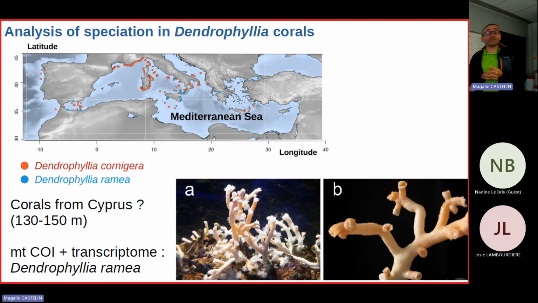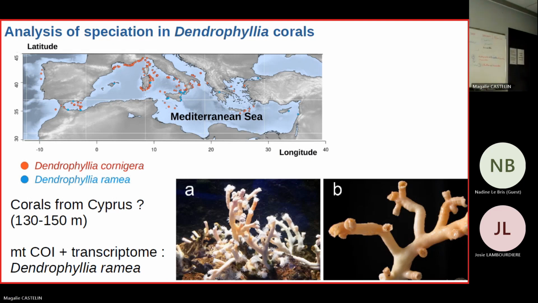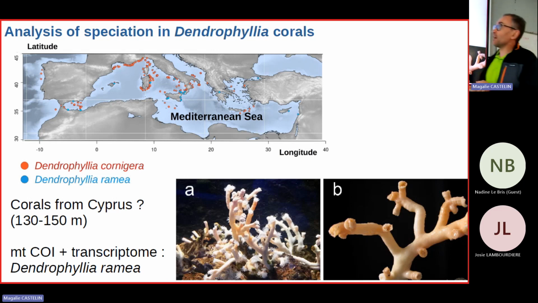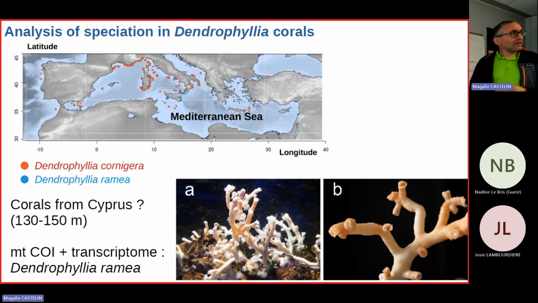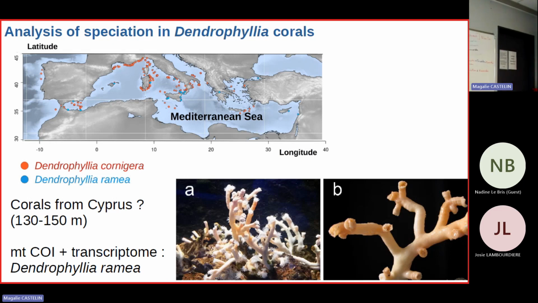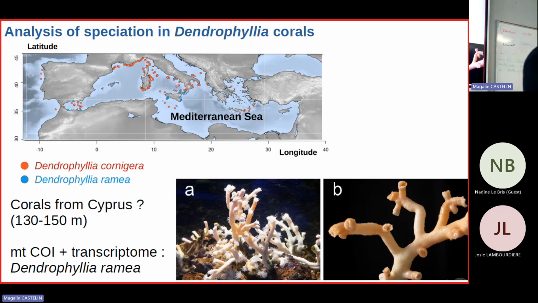So what did we do? First, as usual, a bit of mitochondrial DNA. With CO1, yes, we see some differences between cornigera and ramea. Not a lot, I think, if I remember well, it's 2 mutations, maybe, but okay, these are fixed differences, and the mitochondrial DNA indicates that Cyprus is really Dendrophyllia ramea.